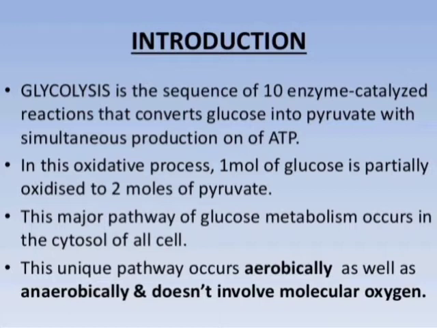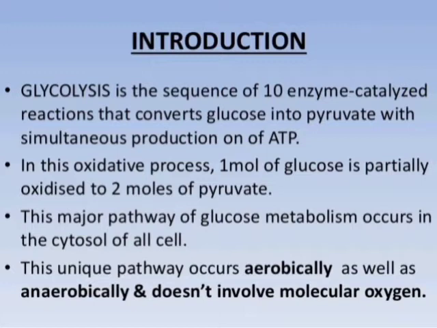Introduction. Glycolysis is the sequence of 10 enzyme catalyzed reactions that converts glucose into pyruvate with simultaneous production of ATP. In this oxidative process, 1 mole of glucose is partially oxidized to 2 moles of pyruvate. This major pathway of glucose metabolism occurs in the cytosol of the cell. Cytosol means cytoplasm. This unique pathway occurs aerobically as well as anaerobically and does not involve molecular oxygen.